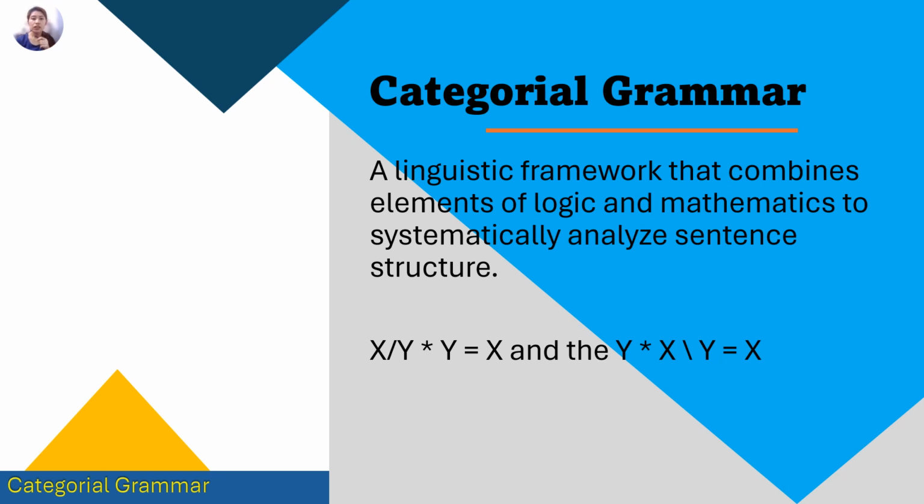Now, what makes categorical grammar interesting is that it's a linguistic framework that combines elements of logic and mathematics to systematically analyze sentence structure. And this framework was developed by a logician. Later we'll be discussing these functions below: X forward slash Y times Y equals X, and Y times X backslash Y equals X. In categorical grammar, don't you worry, because despite its mathematical and logical foundation, it can be easily understood.